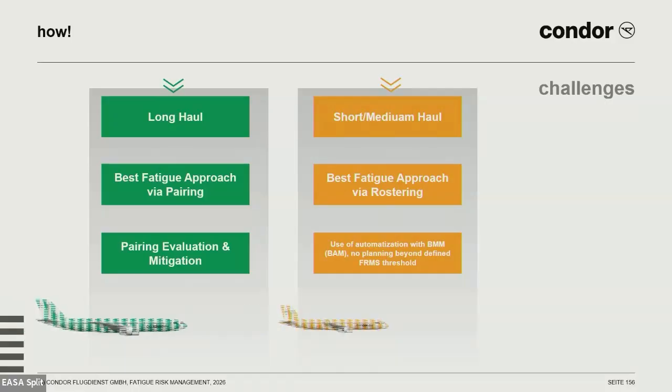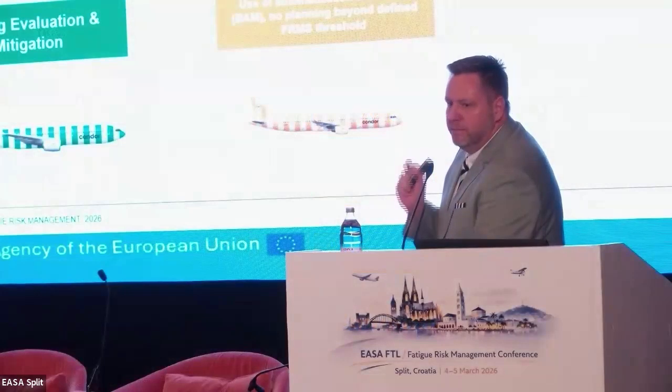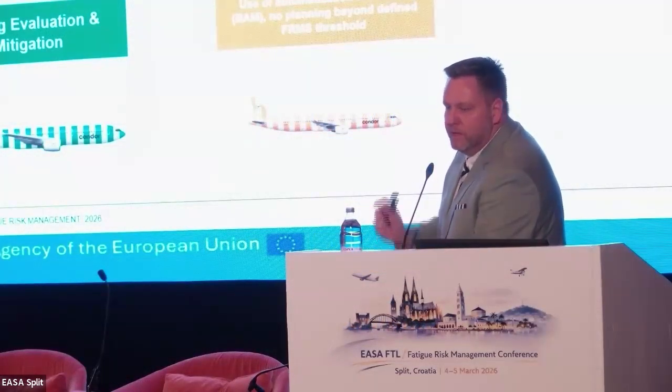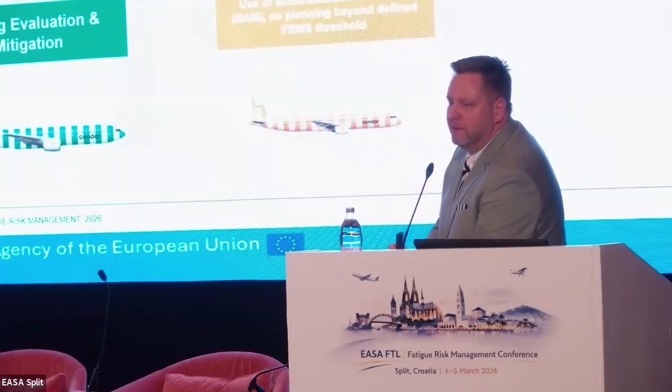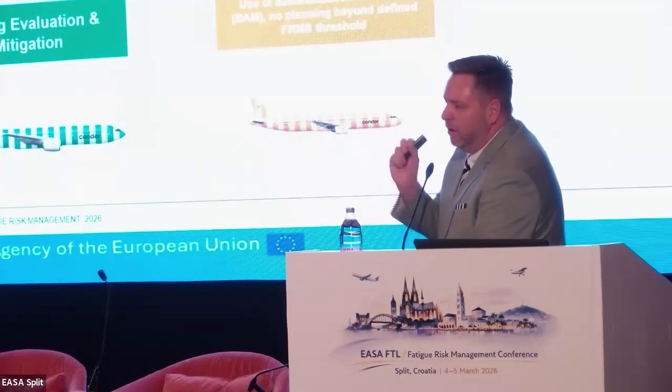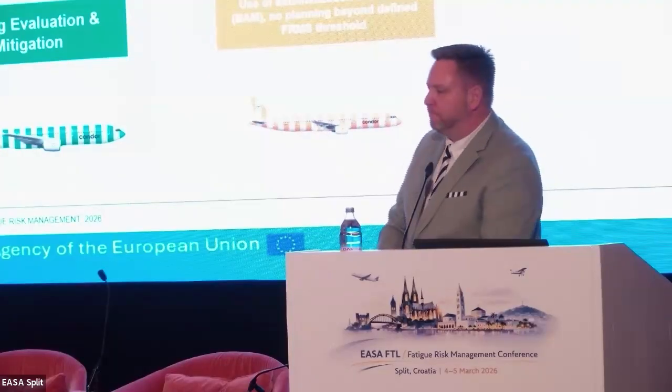So we have several challenges. What we learned is that you need to approach our operation from several sides. On long-haul flights, the best fatigue approach is via pairing. The fatigue action group meets every month, and we look at each pairing that is to be flown in the next 2 months, and we deal with that. We use the whole matrix, we're using all fatigue reports, we're using all the knowledge we have about that pairing, putting it into the system and looking where we need to mitigate.